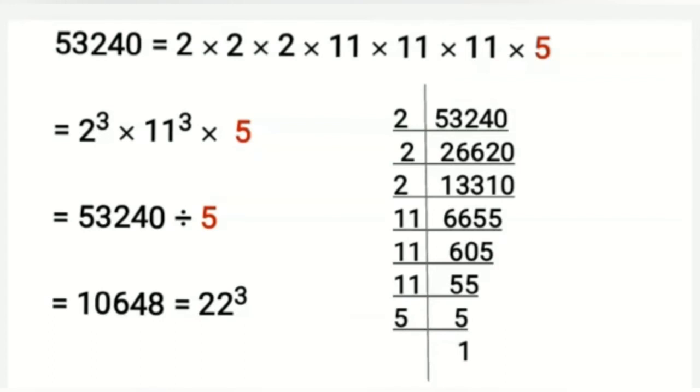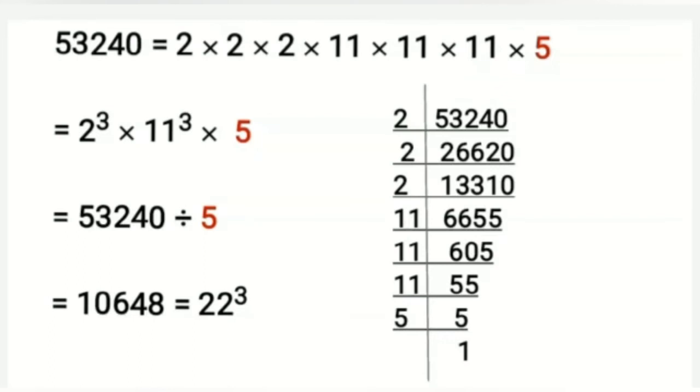2 into 2 into 2, 11 into 11 into 11 into 5. So see students, 2 here I got 3 times, so I wrote 2 power 3. We all know we have to write 1 time, right? Again I got 11 3 times, so I wrote 1 time 11 power 3.